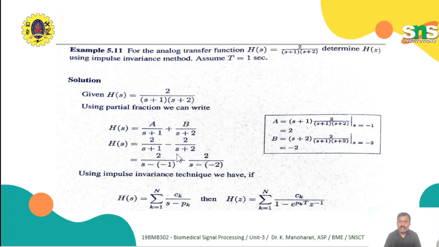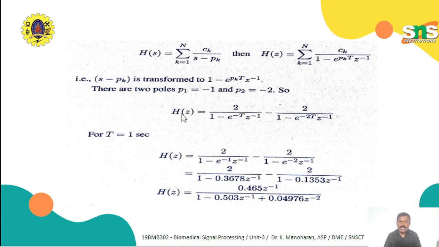Now this is not in the form of s minus the poles, so I am going to change it. Plus 1 is changed to minus of minus 1. Look at this: 2 divided by s minus of minus 1, minus 2 divided by s minus of minus 2. Now we can match with this. H(s) equals summation of k equals 1 to N, Ck divided by s minus Pk. Now it is in this form, so by using this we can write H(z) equals summation of k equals 1 to N, Ck divided by 1 minus e power PkT into z power minus 1. Now we can apply this: 1 minus e power PkT into z power minus 1. P1 is minus 1 and P2 is minus 2.